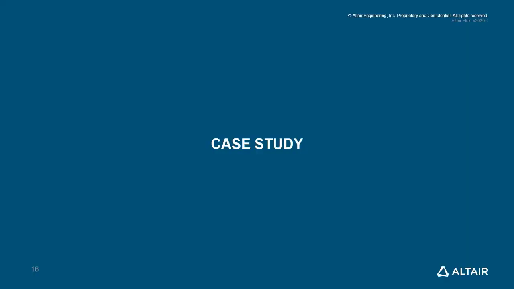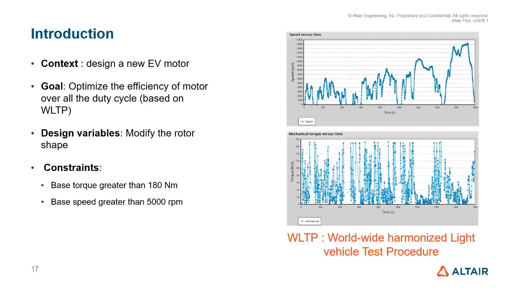So now we know about Flux Motor and its capabilities. Let's look at one case study in how Flux Motor can be used. In this case study, we want to design a new EV motor with the goal to optimize the efficiency of the motor over the entire duty cycle. In this case, the duty cycle is based on WLTP, which is shown to the right here, defined by different speed and torque requirements at each specific time during the cycle.